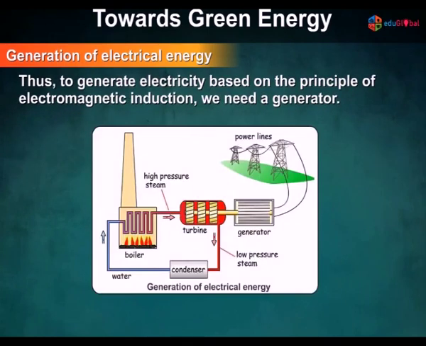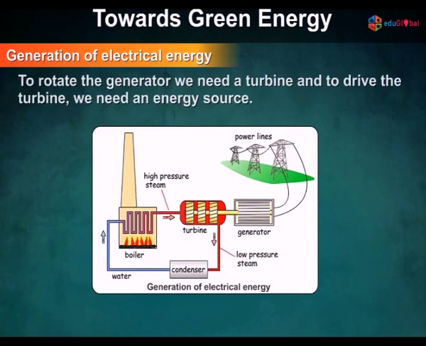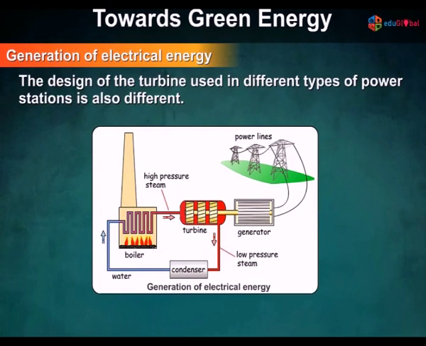Thus, to generate electricity based on the principle of electromagnetic induction, we need a generator. To rotate the generator, we need a turbine. And to drive the turbine, we need an energy source. Based on which type of energy source is used to rotate the turbine, there are different types of power generating stations. The design of the turbine used in different types of power stations is also different.